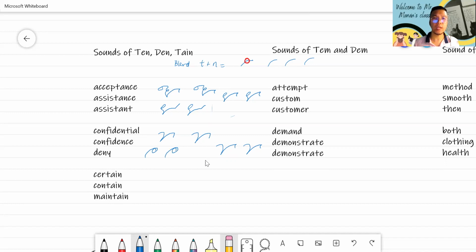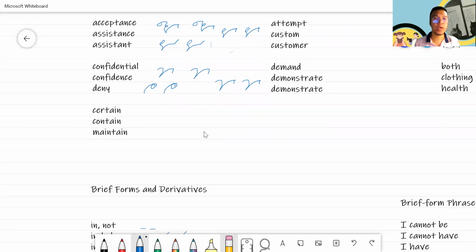All right, let's have the word certain. We have the S, ER, then tain. Let me write it again. SER, tain for certain. SER, and then tain for certain. Contain, we just simply have the word beginning con, and then tain. Let me write it again. Con, and then tain for contain. How about the word maintain? MAN, tain for maintain. MAN, and then tain for maintain.